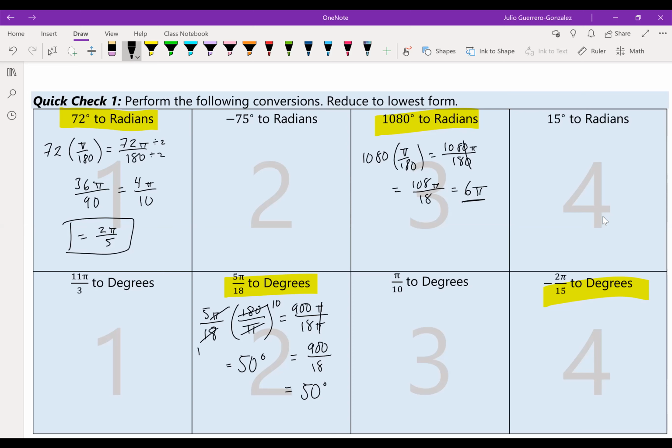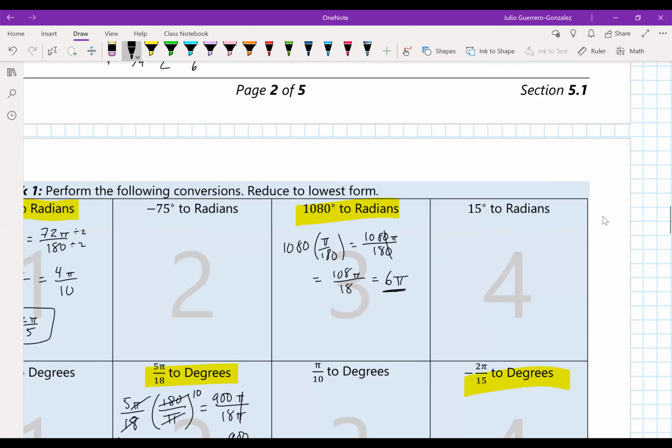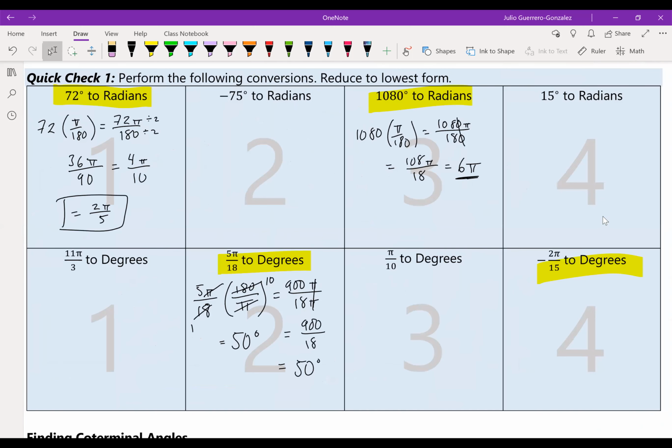So 6 pi means how many rotations around the circle? 2 pi was one entire rotation around, right? How many rotations is 6 pi? That's 3 rotations, right? And if you take a look into it, if you grab 1080 divided by 360 for one rotation, that's the same as 3 rotations. Got it?